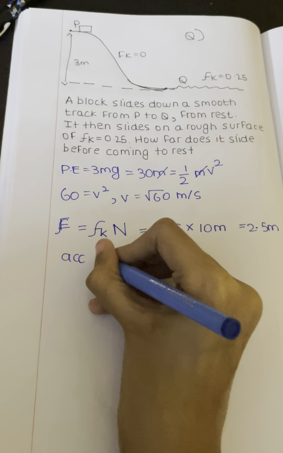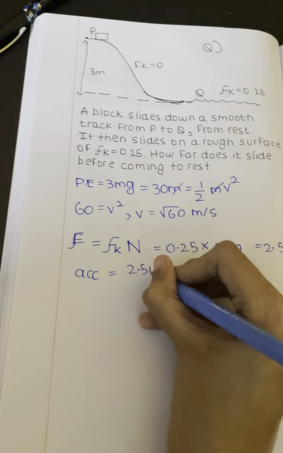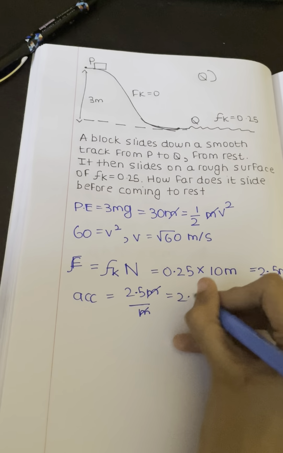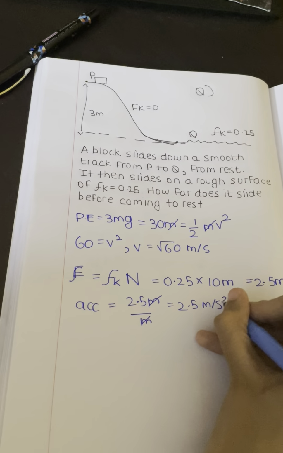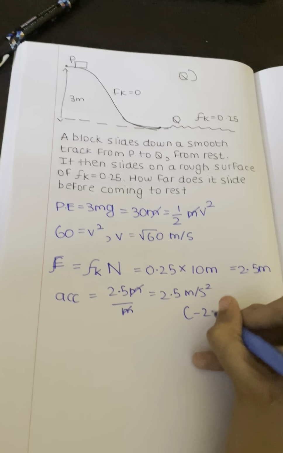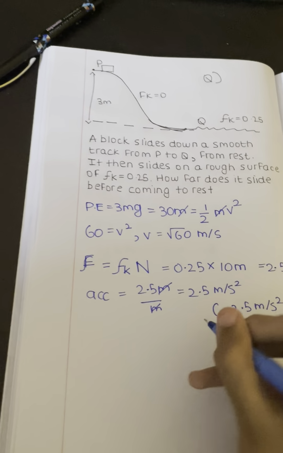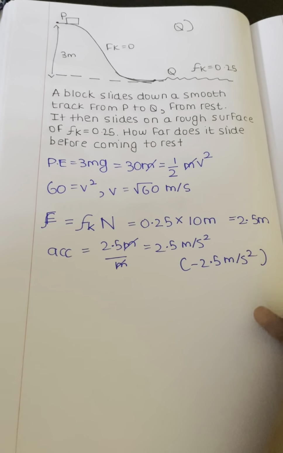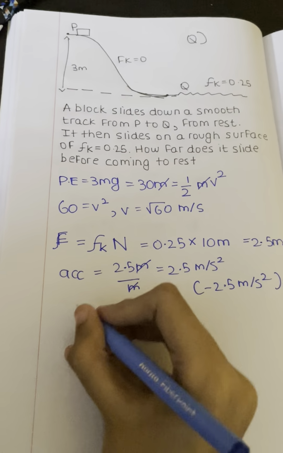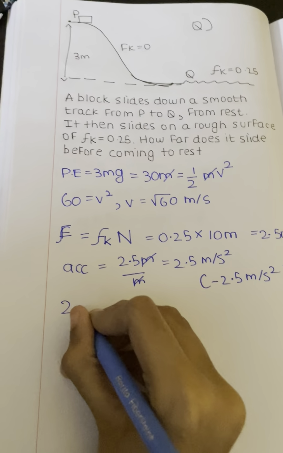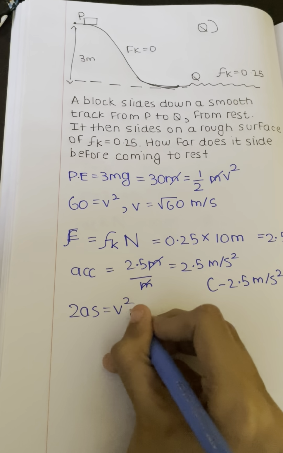Therefore acceleration is going to be 2.5m divided by m, as f by m is acceleration. Therefore it's going to be 2.5 meter per second squared. But here it's going to be negative 2.5 meter per second squared. This is because it's going to be opposing the motion there. If the velocity is going to be positive, keeping rightward as positive, it's going to be opposing the motion. So what we have here is, now we'll just apply the third equation of motion. 2as is equal to v² minus u².